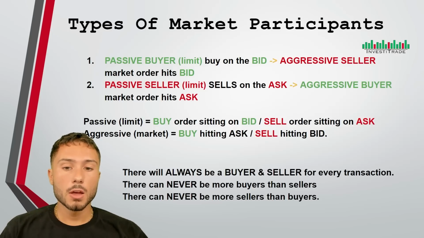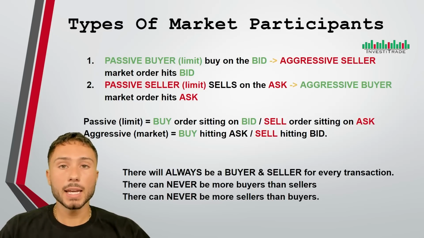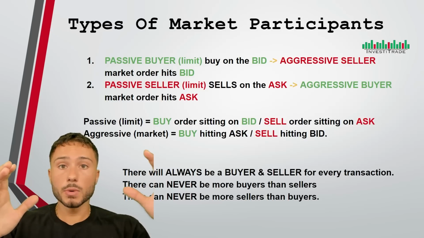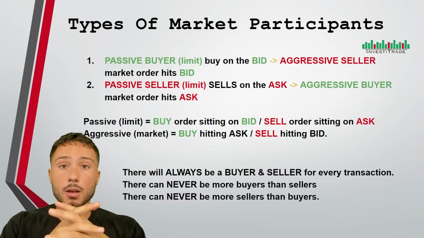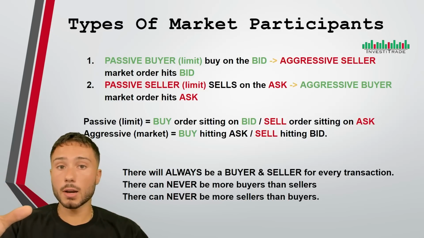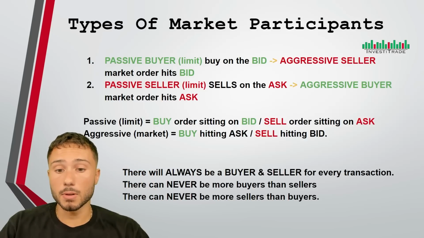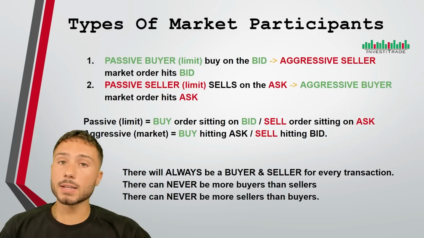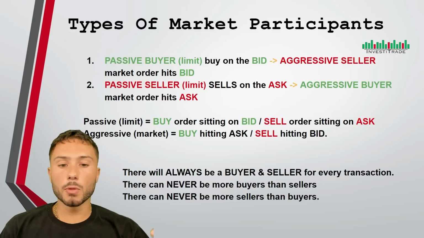That's false. The only way a transaction can get completed is if a buyer comes to a seller and they come into an agreement. You can never have two buyers looking to buy from one seller. It's impossible. There will always be a buyer and a seller for every transaction, and there will never be more buyers than sellers, or never be more sellers than buyers.